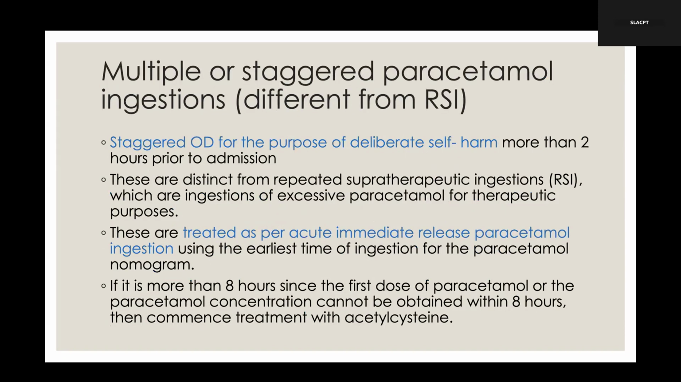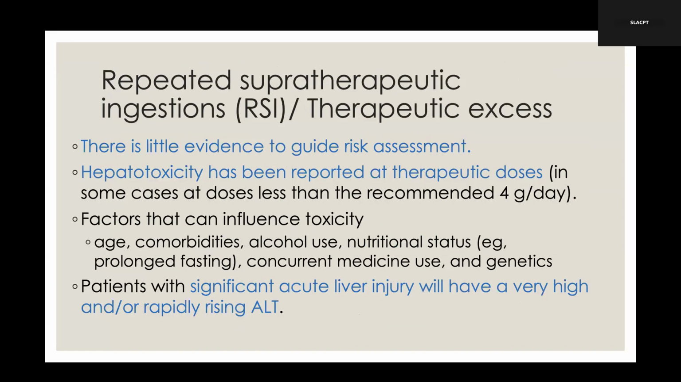Multiple staggered overdose is a very important one because this is anything occurring more than 2 hours after ingestion. They are treated as per acute ingestions if it is within a period of 24 hours, as I mentioned. But the most dangerous one is repeated supratherapeutic ingestion. There is little evidence to guide risk assessment. Hepatotoxicity has been reported in therapeutic doses sometimes, particularly depending on the age, alcohol use, nutritional status, and so on.